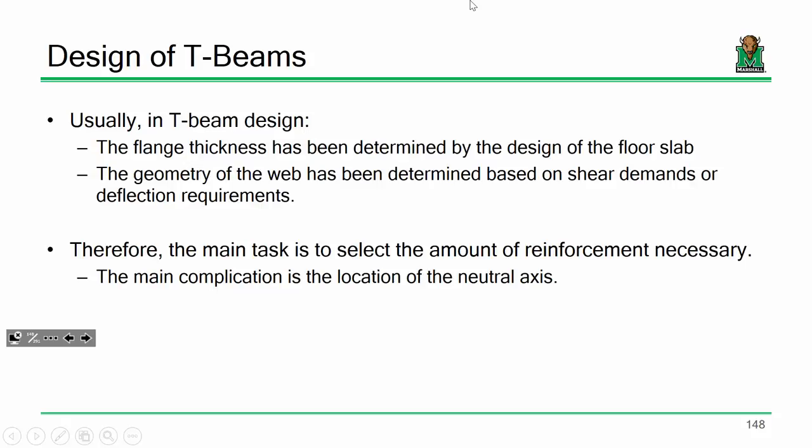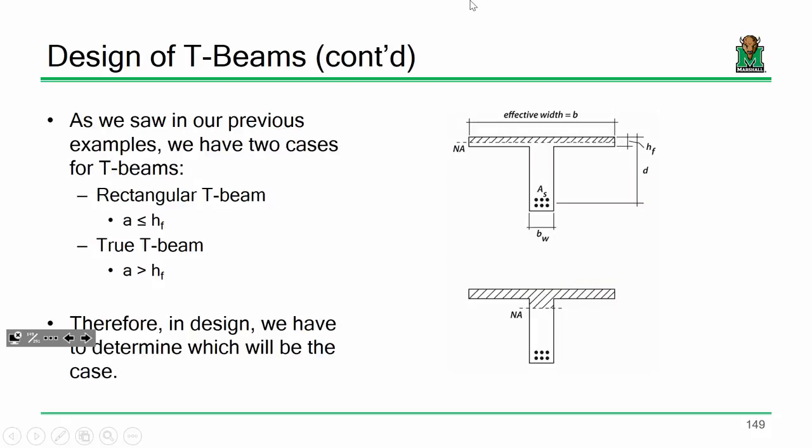One of the nice things about that, though, is if you already know what the size of the beam is, then you already know how heavy the beam is. So you don't have to initially assume a beam self-weight. So that makes our life a little easier.